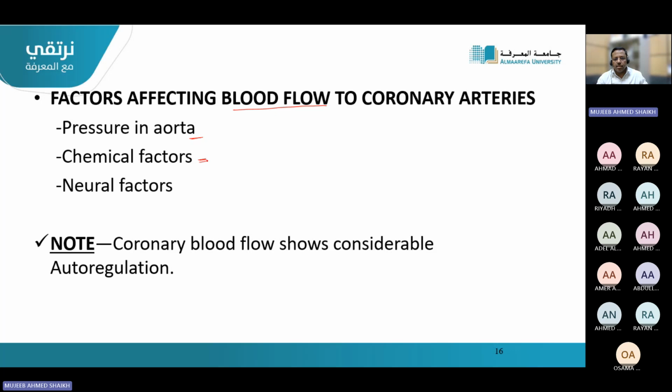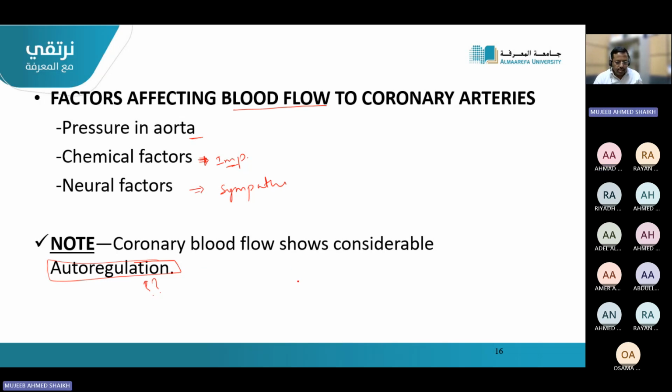Similarly, there is another factor which is the most important: the chemical factor. And the third one is the neural factor, because of the sympathetic and parasympathetic stimulation. Okay. It is said that coronary blood flow shows auto-regulation. What does that mean? What is the meaning of auto-regulation? Doesn't need external stimulation.